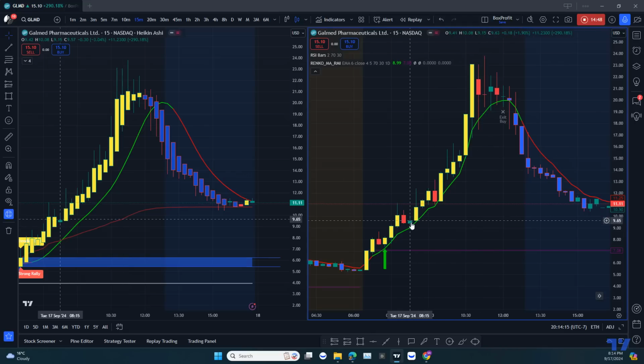So to edit that, you can go to that gear icon over there, which is settings, or you can bring your cursor to the line itself.